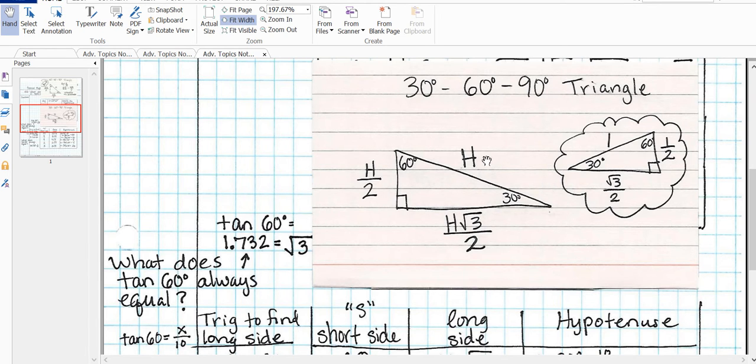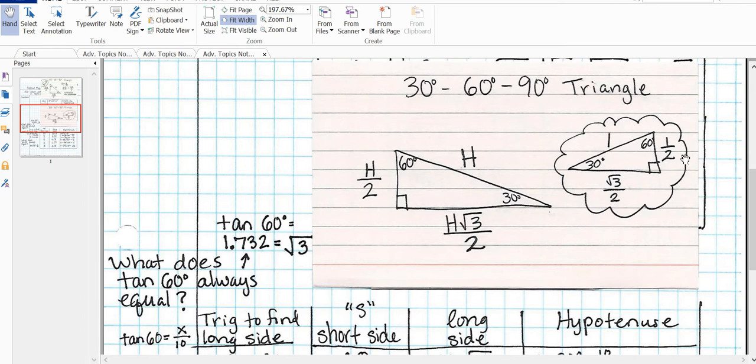So there's that. We're putting it in terms of the hypotenuse. Now I have the short side is h divided by 2, while the long side is always going to be the short side times rad 3. So just stick rad 3 up in the numerator, and then we're good to go. Alright, those are the side length relationships there in our special right triangles.